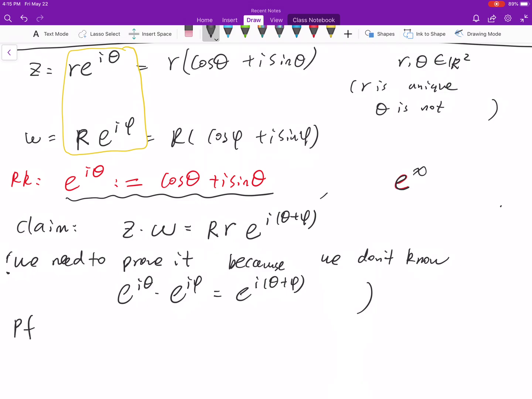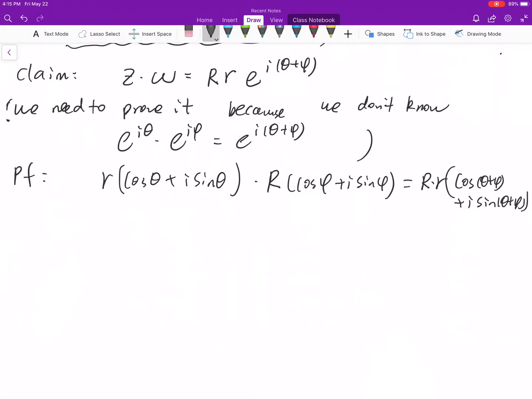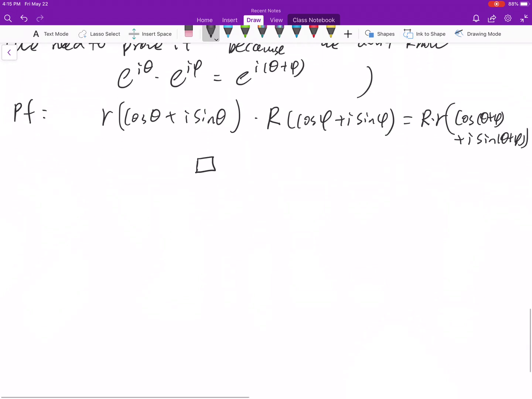Okay, so to prove the claim, we need to go step by step, and show that the following equality holds: the product of cosine and sine expressions gives cosine and sine of theta plus phi. This can be done by trigonometric formulas, so I will not repeat that.